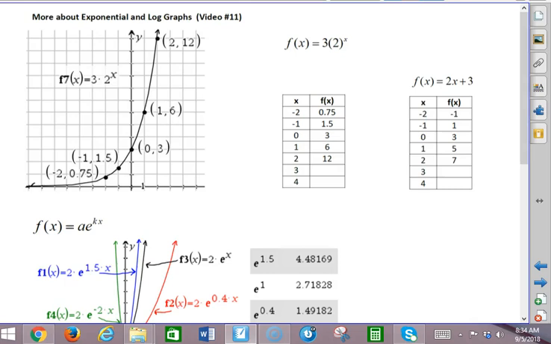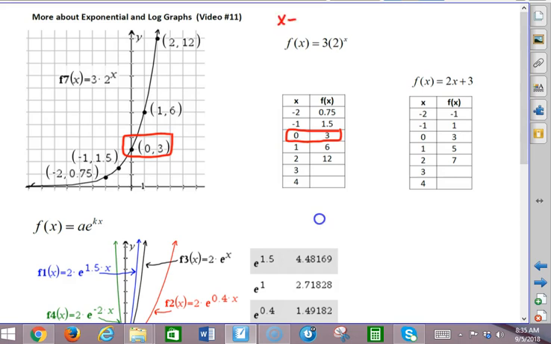Just a little bit more to help you understand the behavior of exponential and log graphs. So right here we have the function f of x equals 3 times 2 to the x, which is an increasing exponential function. And you can see I've got the points labeled that are the same points I've labeled here in this table. What I want you to notice is how this growth is occurring. First of all, I want you to notice one key point here, the (0, 3).